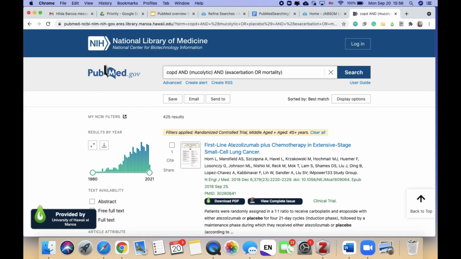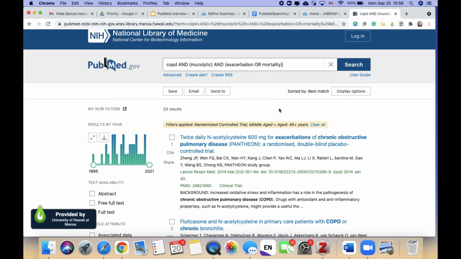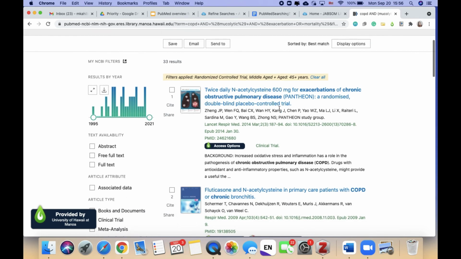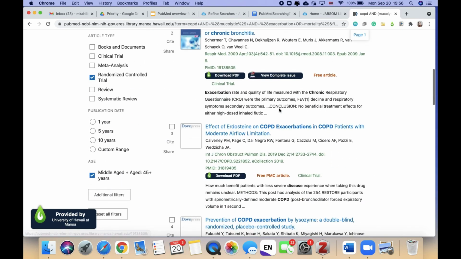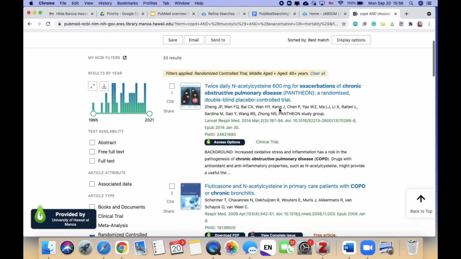I could also take off placebo just to see what that does to the search results. So 33 results. So a big difference what that placebo makes. So that would be something worth taking a look at, reading into a little bit further.